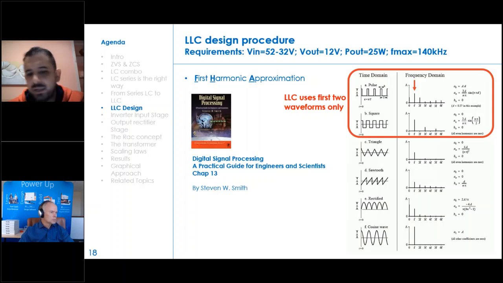For the LLC converter, we typically work with the first two waveforms enclosed in the red rectangle here. You can neglect all the rest for this presentation. Here, the reference book is the one by Mr. Stephen Smith, and there are tons of sources, so select the one you prefer.